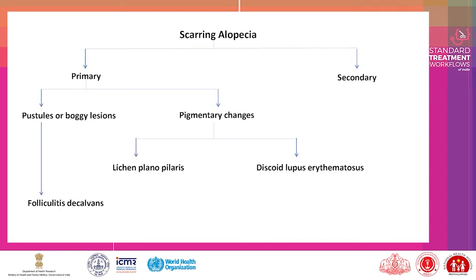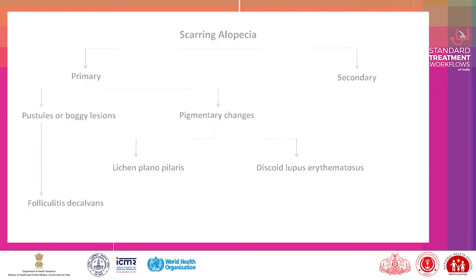Scarring alopecia includes primary and secondary. Primary, there are two types, pustules or boggy lesions and pigmentary changes. Under pustules or boggy lesions, there is folliculitis decalvans, and pigmentary changes includes lichen planopilaris and discoid lupus erythematosus.